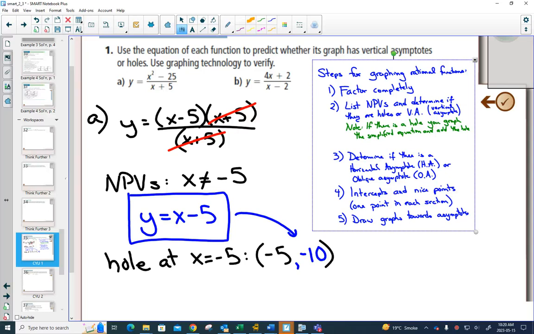So in our steps, we list the non-permissible values and determine if they're holes or vertical asymptotes. And then in green in the step, it says, if there is a hole, which in our situation it does, you graph the simplified equation, which is the blue part, and add the hole. So now we have to graph the blue part. The blue part is no longer a rational equation. So we don't have to worry about steps 3, 4, and 5, because now in graphing the blue part, it's just a regular line. You know how to graph lines.